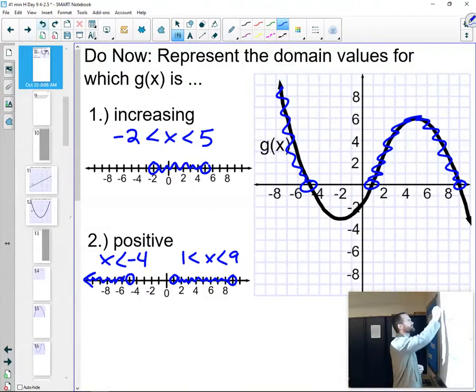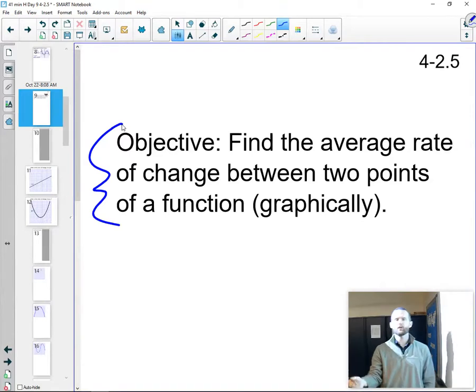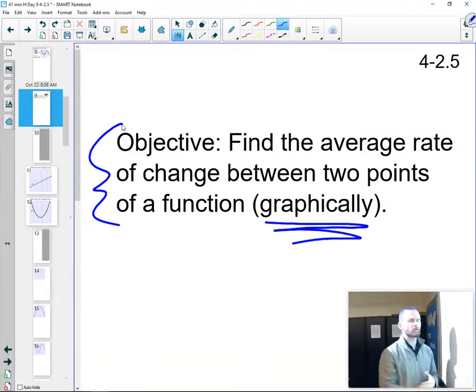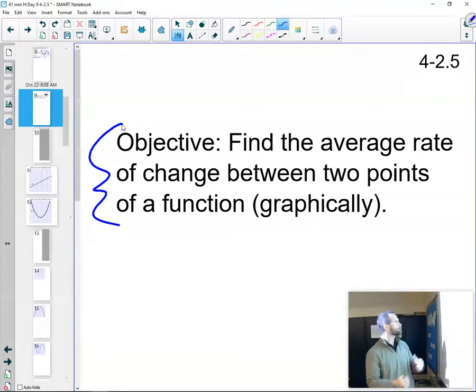Let's take a look at the objective. Today we're doing chapter 4, section 2.5. After today, we should be able to find the average rate of change between 2 points of a function graphically. So there's 2 different ways we can find average rate of change. And in this video, we're going to talk about doing it graphically, which I personally think is the easier of the 2 methods. But let's jump in and take a look at what we're talking about here.